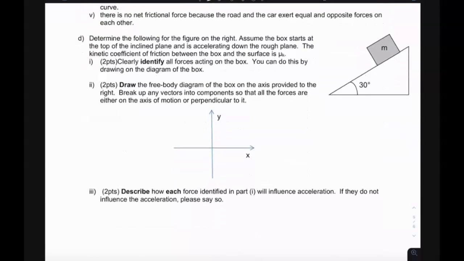In D, we have 3 parts. Determine the following for the figure on the right. Assume the box starts at the top of the inclined plane and is accelerating down the rough plane. The kinetic coefficient of friction between the box and the surface is mu sub k. The first part of part D asks you to clearly identify all the forces acting on the box. You can do this by drawing on the diagram of the box.